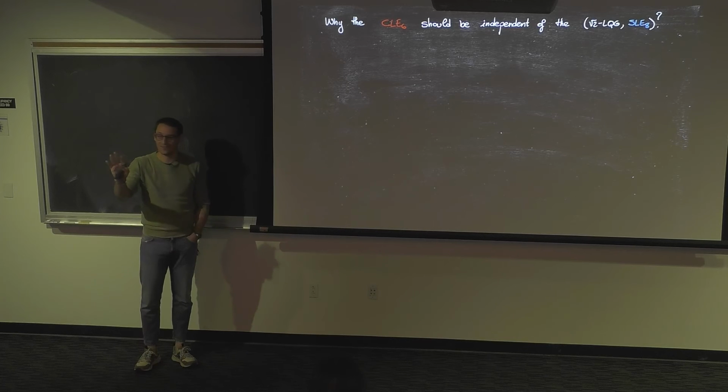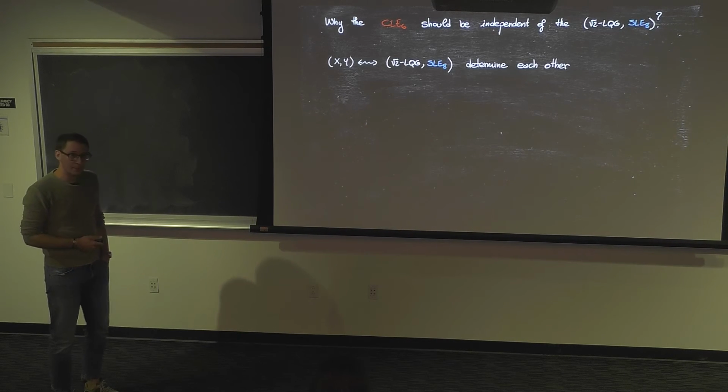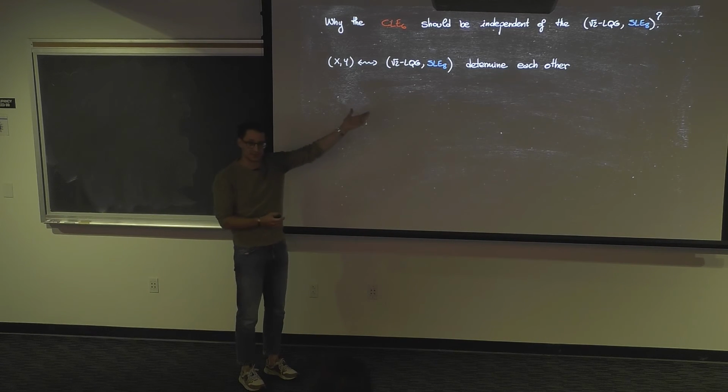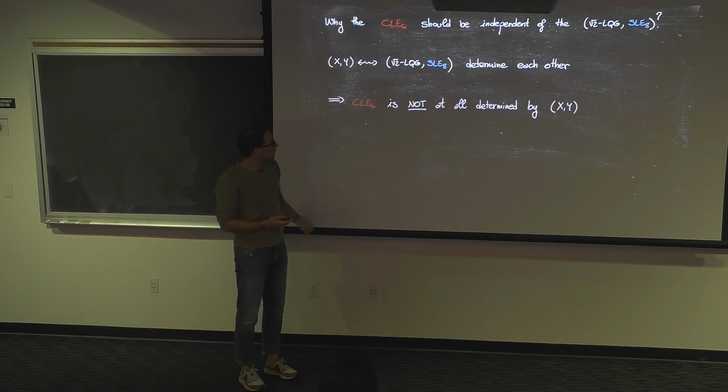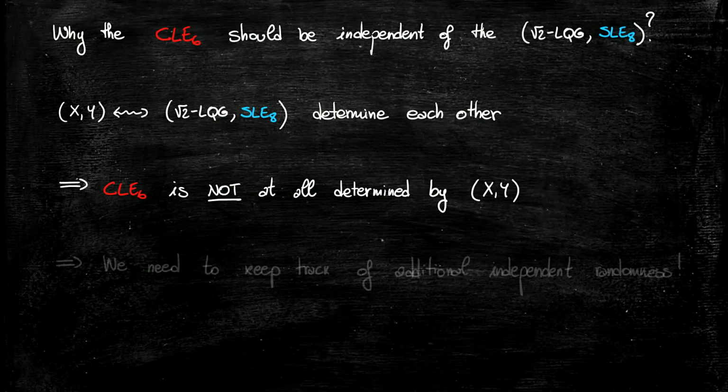Questions are very welcome. Okay, so the pair XY determines the pair LQG SLE. So obviously, we use all the randomness. It's over. We have no more randomness. Where is the CLE6? It's telling you that the CLE6 is not at all a measurable function of X and Y. So here, again, the loops are a terrible functional of the walks.